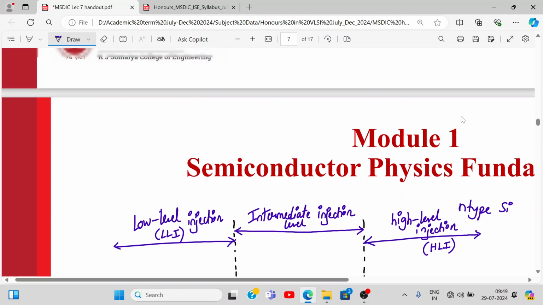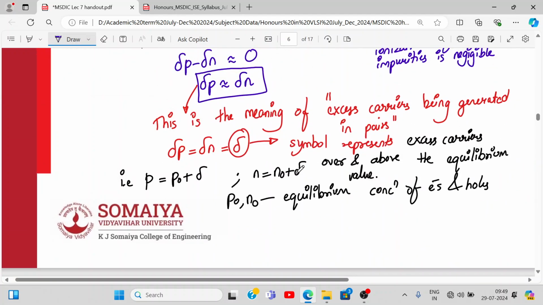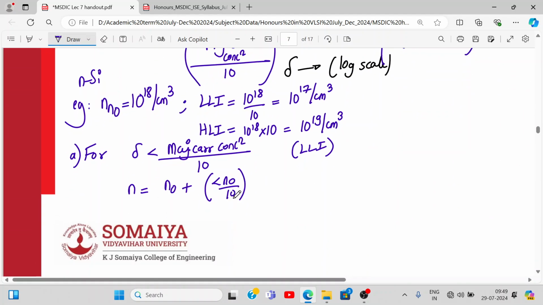Earlier we have written n is equal to n0 plus delta. And what is delta over here? n0 divided by 10. So this is approximately equal to n0. That means by increasing the injection level, majority carrier concentration is not getting disturbed much by low level injection.